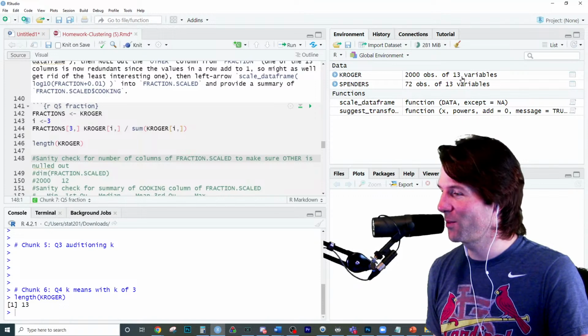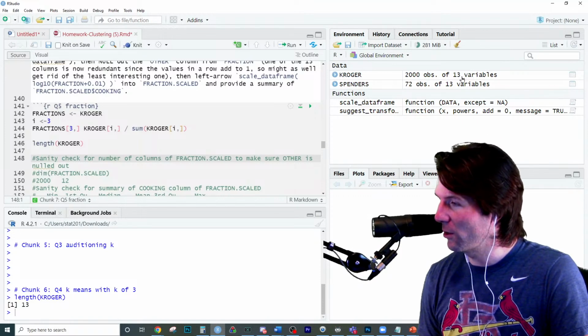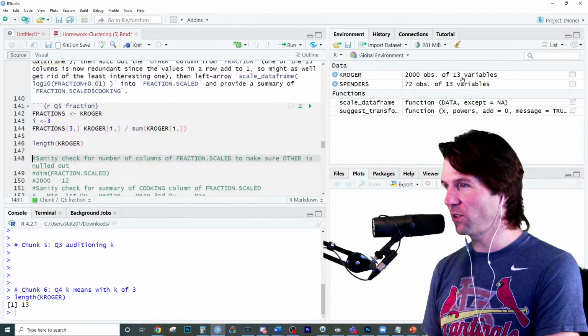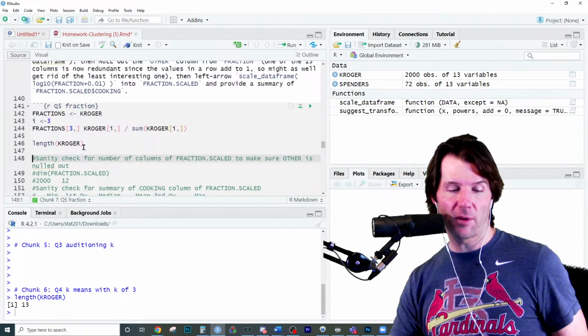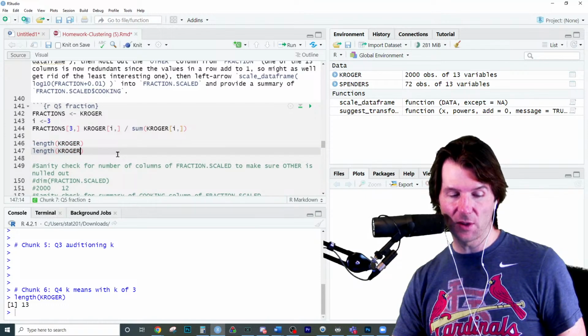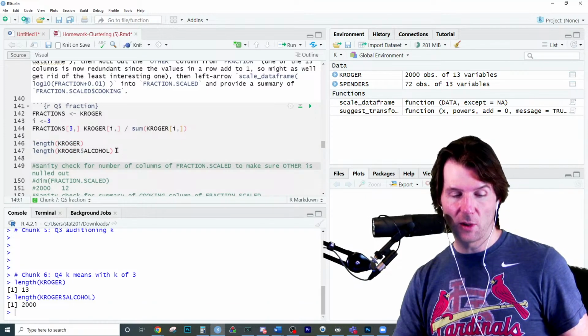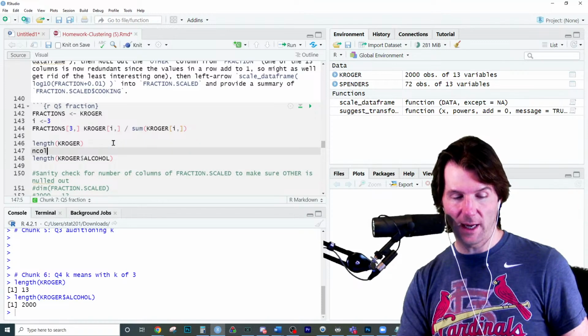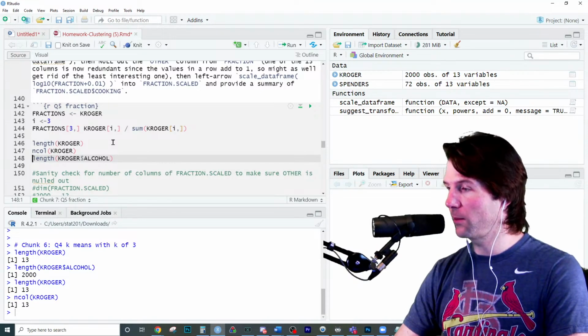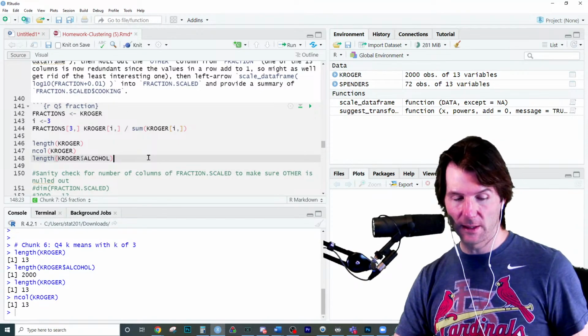But it's not plural. So how do we know to use n rows versus length? So length is usually thought of like length of vectors. Like a vector, I usually think of having a length. So length does work on data frames to get to the number of columns. So this right here is the same as ncol Kroger. So length will get you the number of columns right there. Good to see you, Benton.